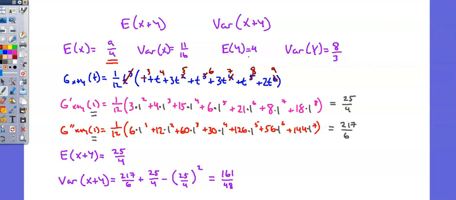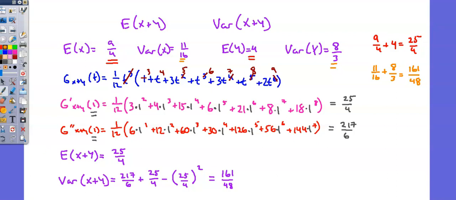And as confirmation, if we go back up to the individual expectation and variance that I posted, the expectations of 9 over 4 and 4, when summed, give 25 over 4. And notice that's the expectation we've calculated at the bottom. And similarly, if we take the individual variances, 11 over 16 plus 8 over 3, summed, we get 161 over 48, same as the calculated variance at the bottom.